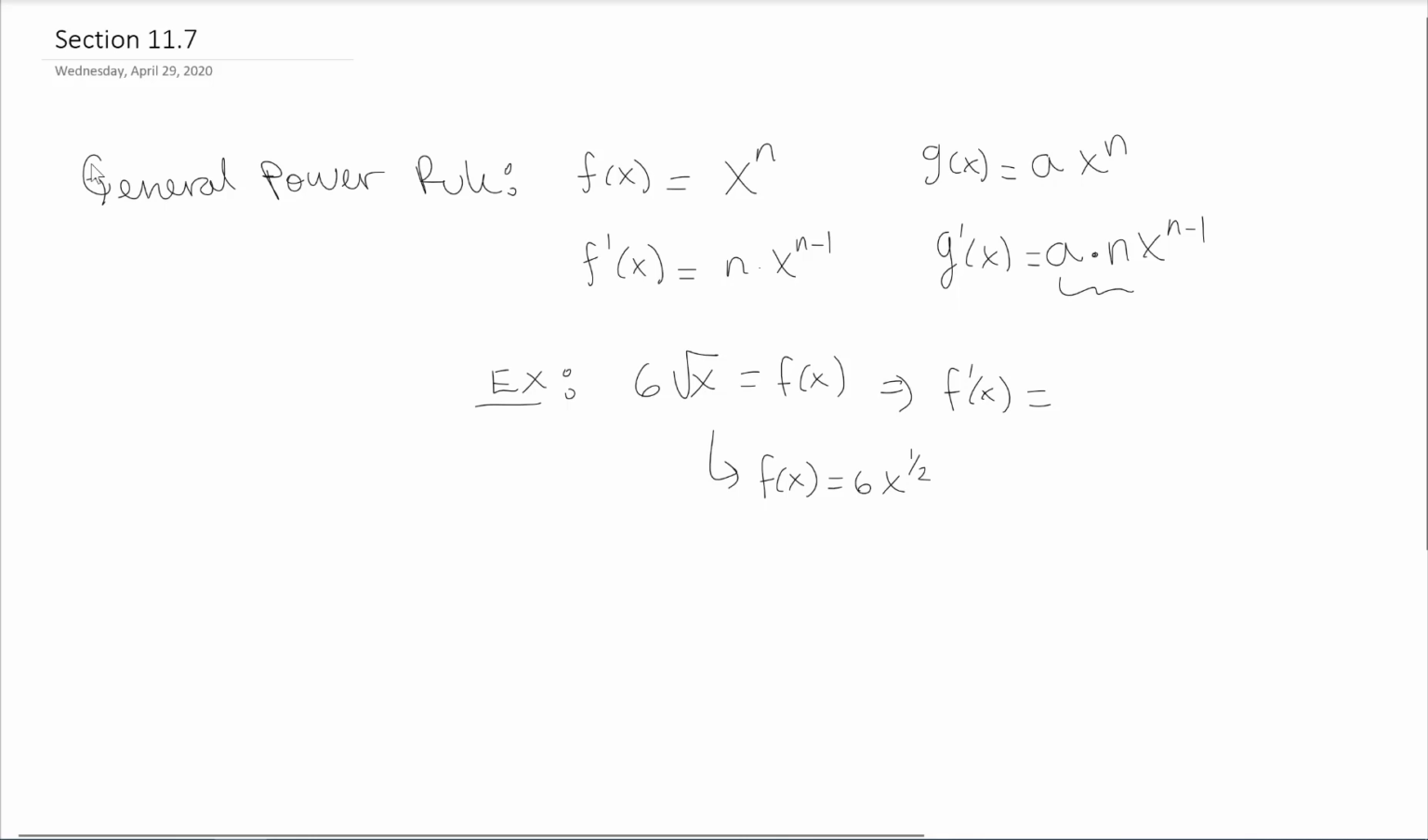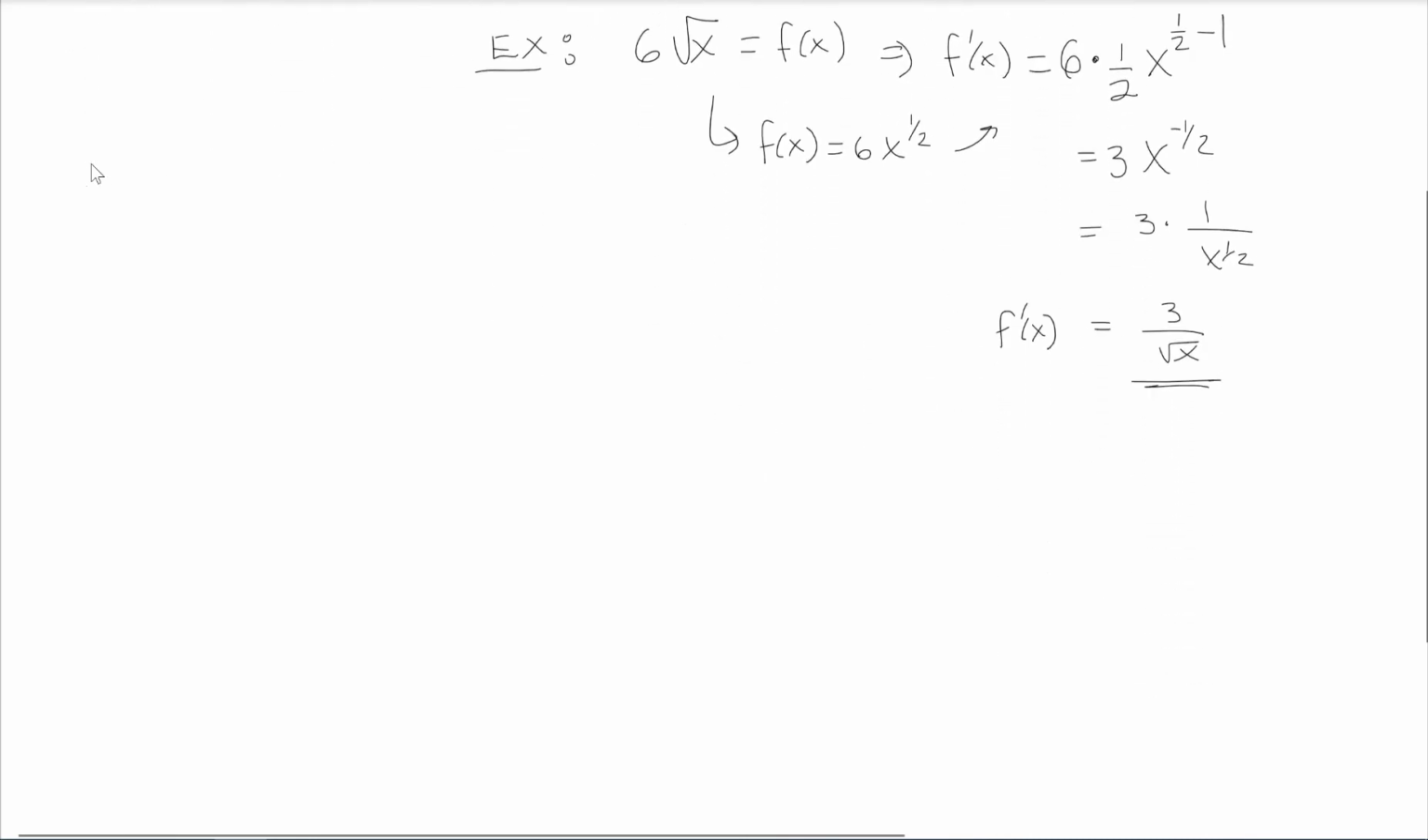6x to the 1/2. So the derivative of that is, according to this, the constant stays 6 times, bring the power down, so it's 1/2 x to the n minus 1. So 1/2 minus 1, 6 times 1/2 is 3, and then you have x to the negative 1/2. Negative exponent really means it belongs on the bottom, so you have 1 over x to the 1/2. So the final answer of our derivative will be 3 over the square root of x. So that is the general power rule.